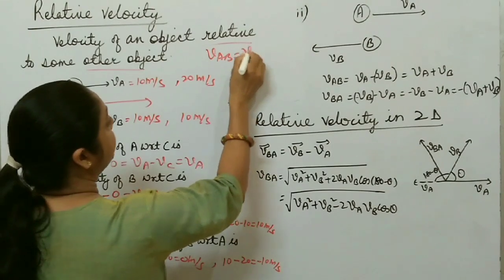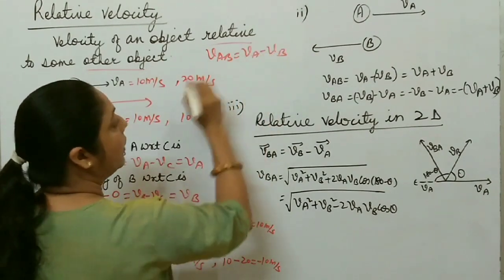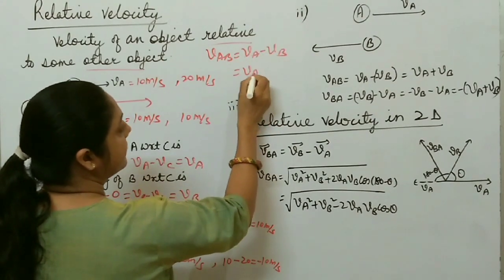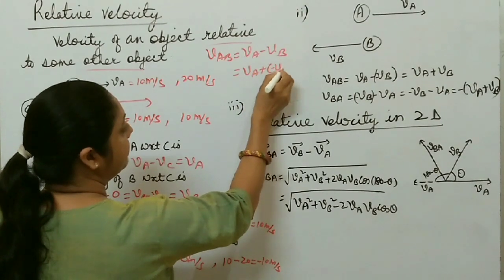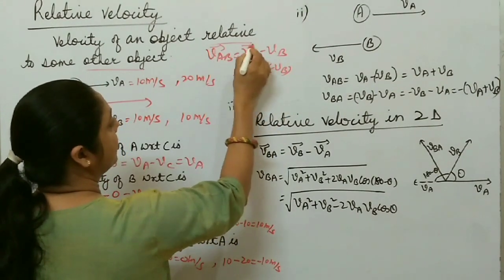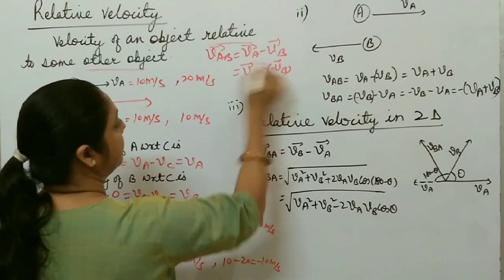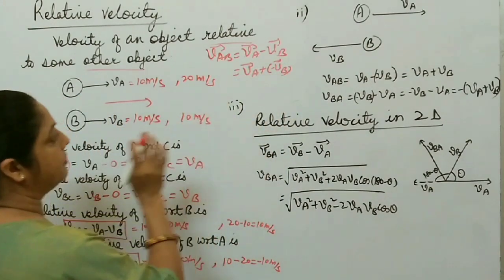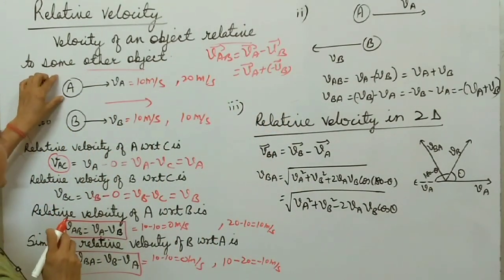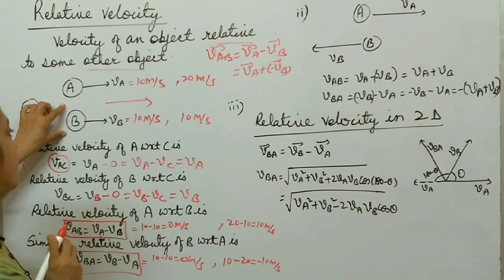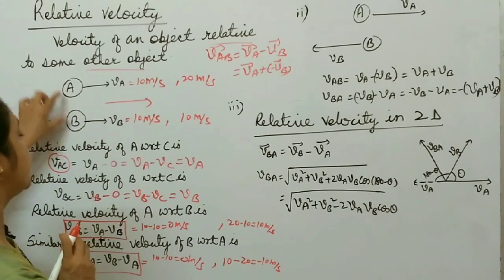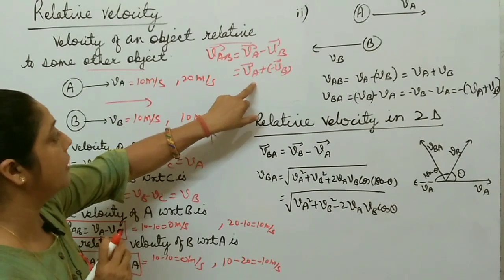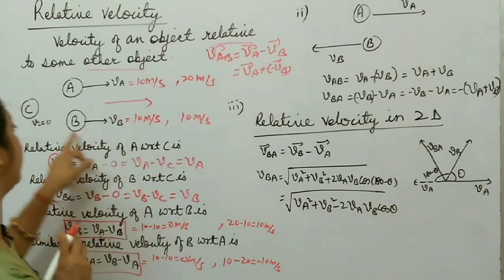VAB is equal to VA minus VB. What does it mean? You can write this also as VA plus minus VB. Velocity is a vector quantity, so you put the vector sign here, no problem, right? VA plus minus VB means velocity of A when B is observing. So velocity of A becomes velocity of A plus negative of velocity of B.